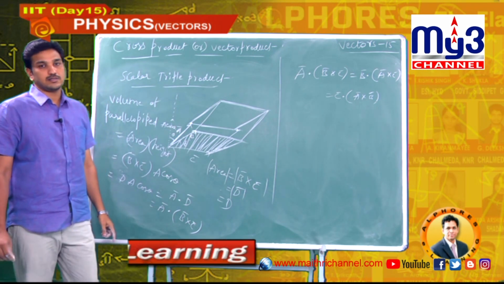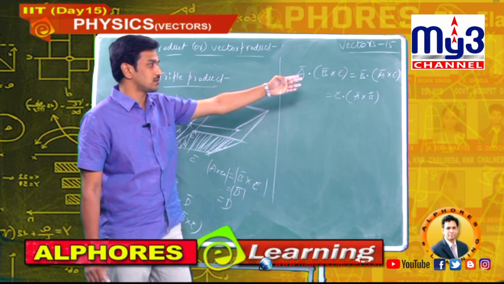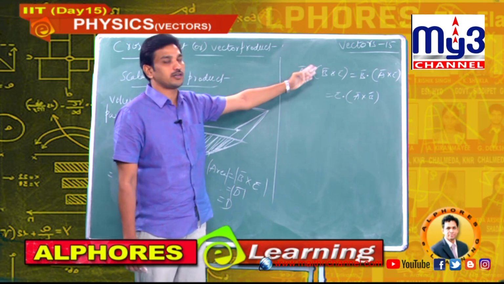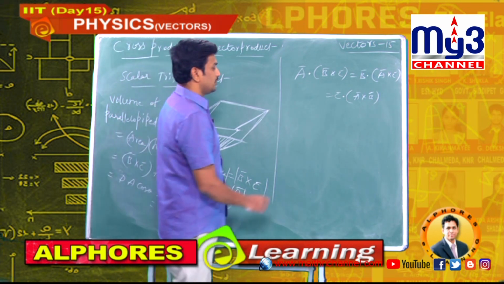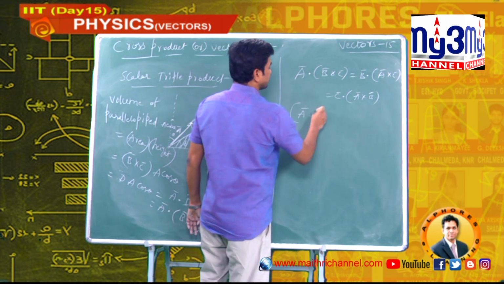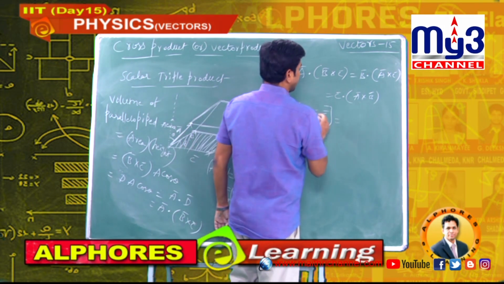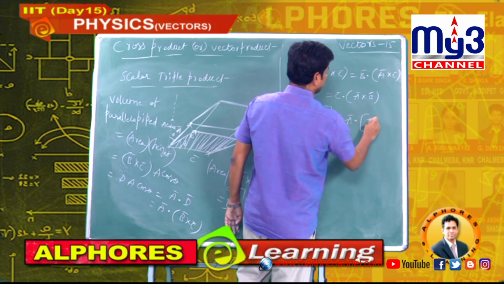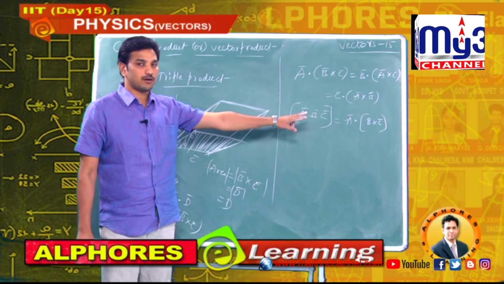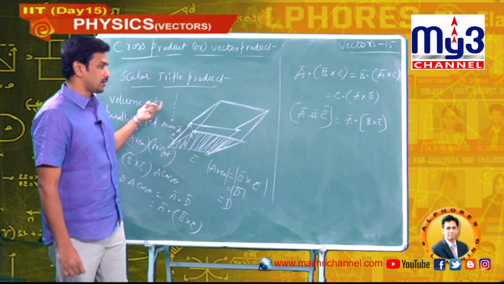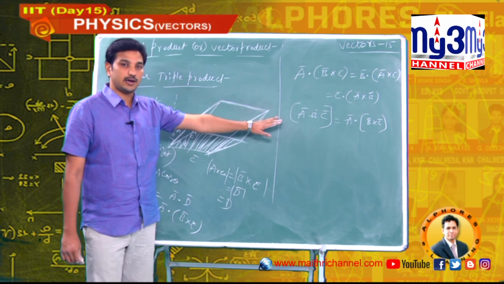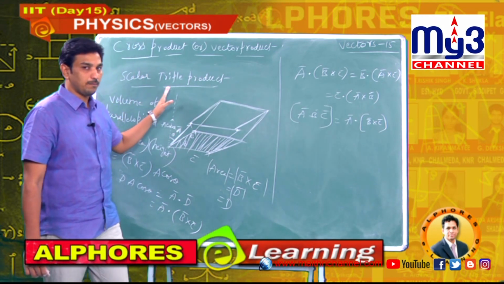The final answer is A bar dot B cross C or B bar dot A cross C or C bar dot A cross B. You can arrange 3 vectors in the combination of dot and cross in any manner. That is not the issue. In short form, we can write the scalar triple product like box ABC. This is also the same thing as the upper one. Box ABC is nothing but A bar dot B bar cross C bar. So the shortest way of representing the scalar triple product is box ABC. I think you got the clarity on how to calculate the volume of a parallelepiped.